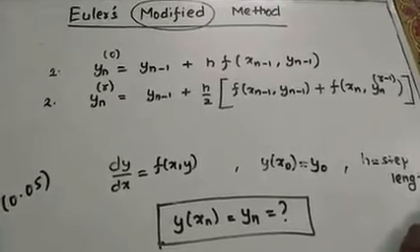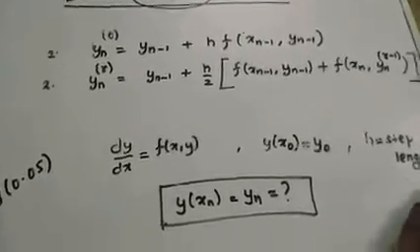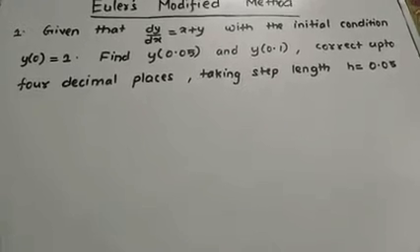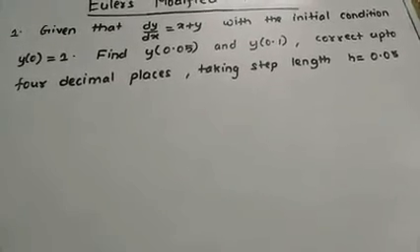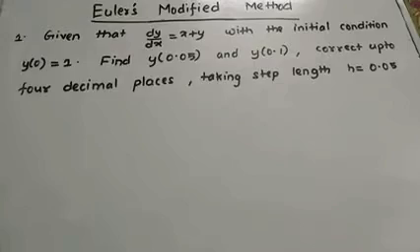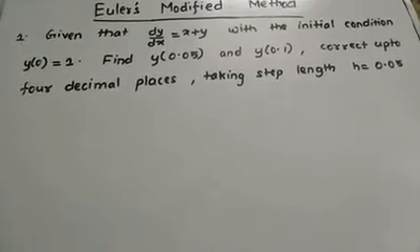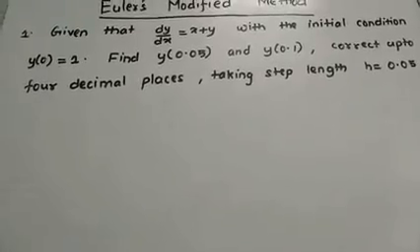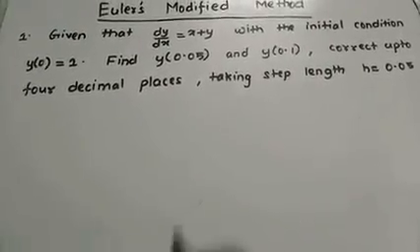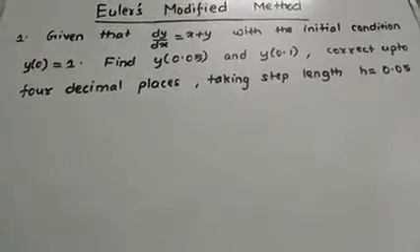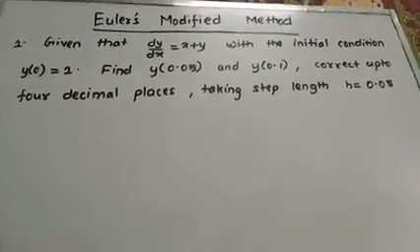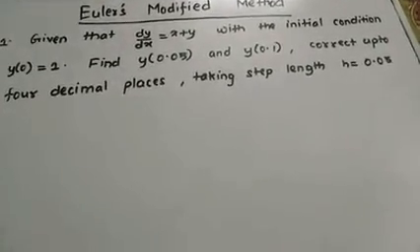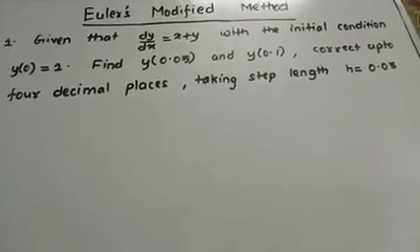Okay, so let us start with solving one question. The question is: given that dy by dx equals x plus y with the initial condition y at the point 0 equals 1, find y at 0.05 and y at 0.1, correct up to 4 decimal places, taking step length h equals 0.05.